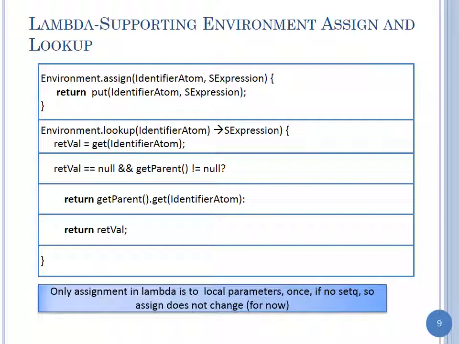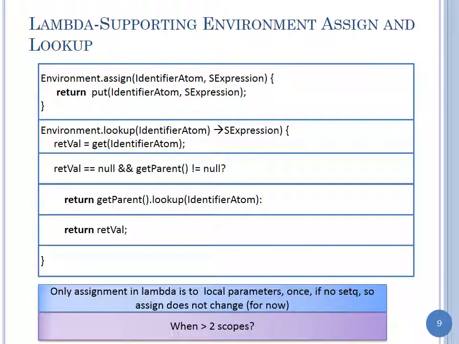So for two levels it'll work, right? For one level, it won't work, because of what Robert said. For 2 levels, it works. And for 3 levels, it won't work, right? Okay? So we don't want to call get. We want to call, when greater than 2 scopes, look up.